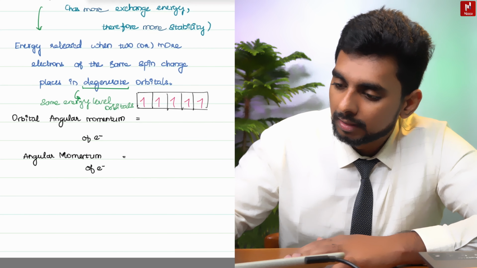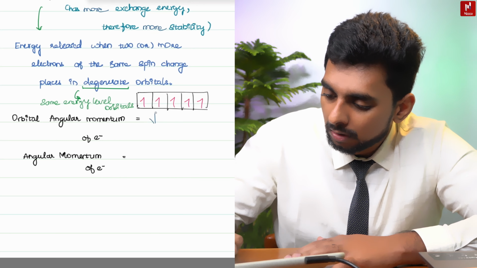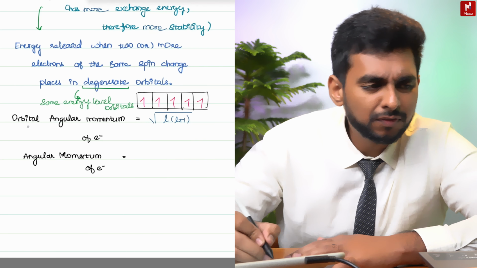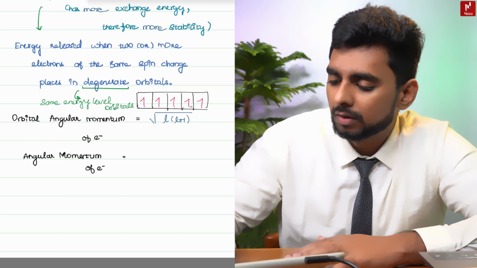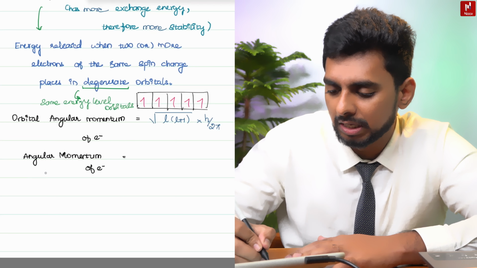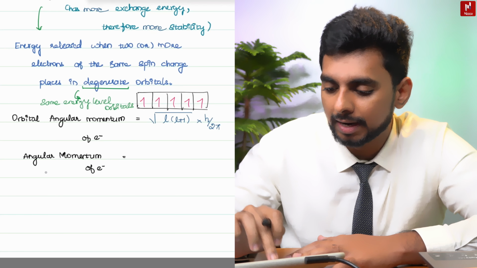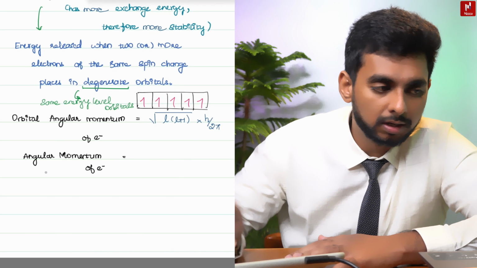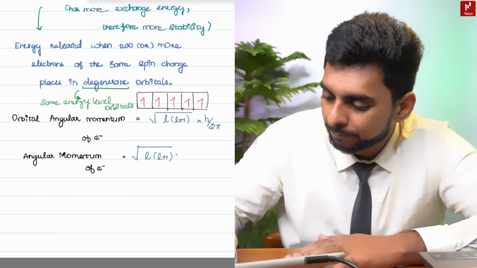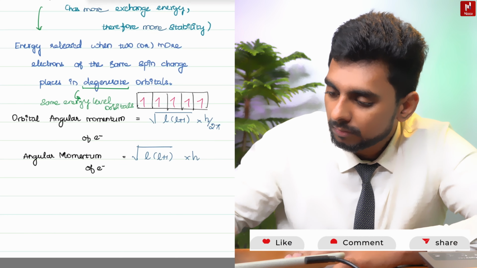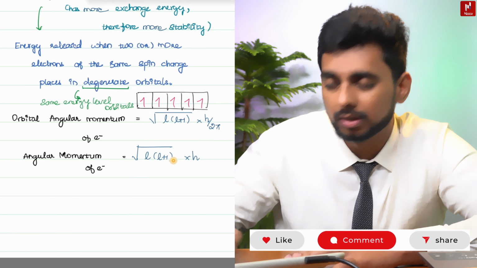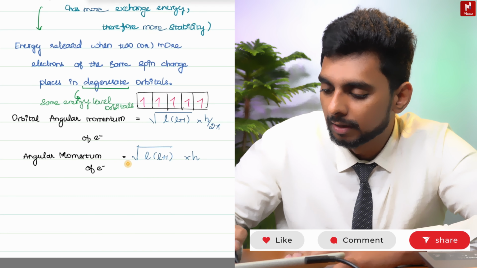The formula that needs to be memorized is the root of L into L plus 1. If they have given you the term orbital, then you should have it into h divided by 2 pi. Got it? If they are just asking you to find the angular momentum, simply the angular momentum, not including the orbital, then the formula will be root of L into L plus 1 into h. Here L into L plus 1 will be inside the root, and h will be outside the square root. Got it? This is the formula that needs to be memorized.